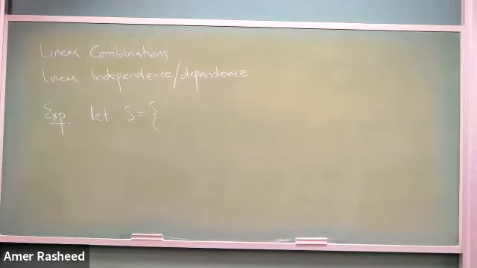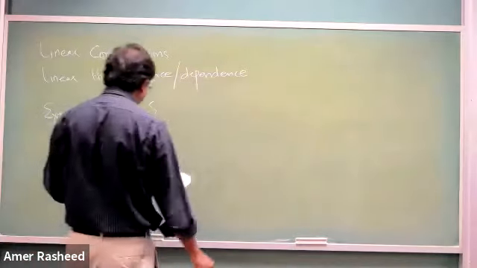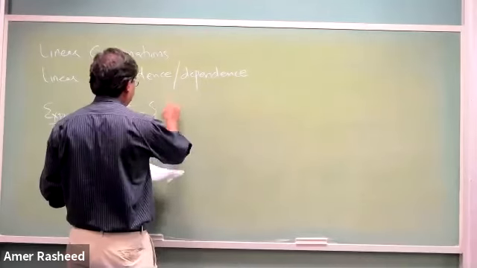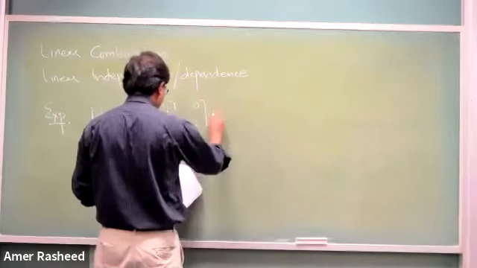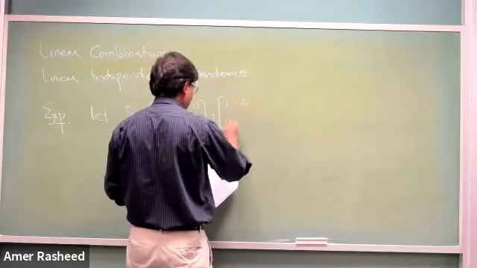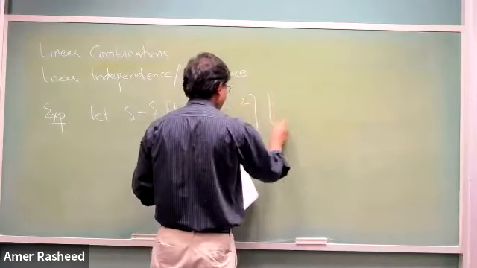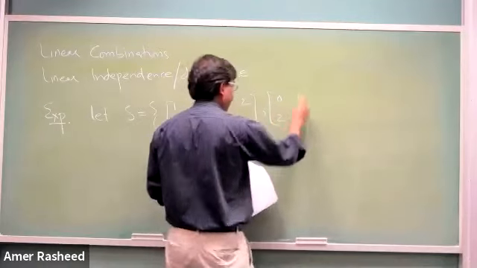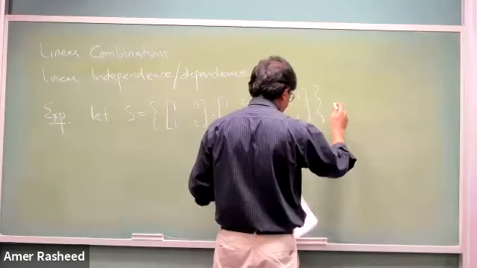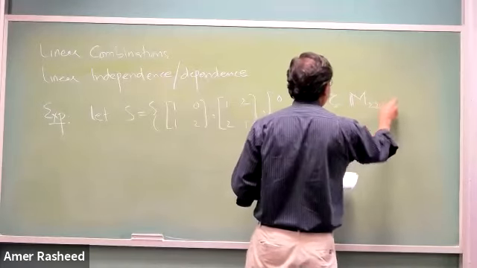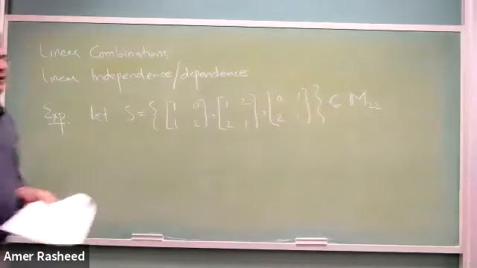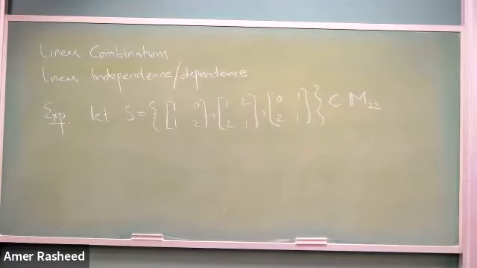So let me give you some example of this thing. Now let's say S is a set which contains matrices (1, 0; 1, 2), and (1, 2; 2, 1), and (0, 1; 2, 1). This is your set, and this is a subset of M22. What is M22? It is the set of all 2 cross 2 matrices.